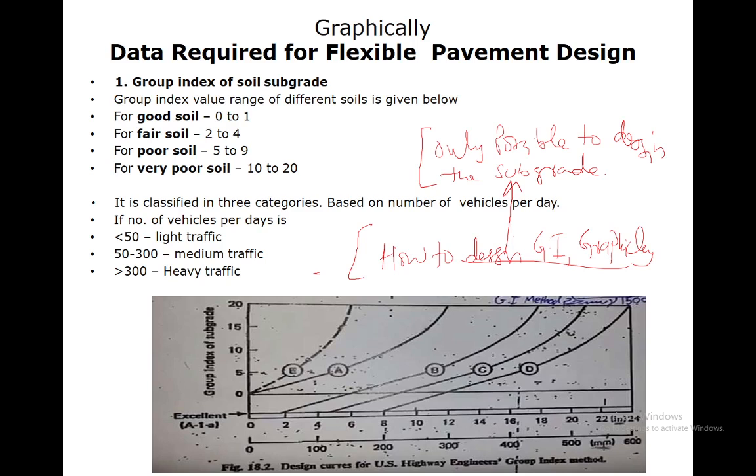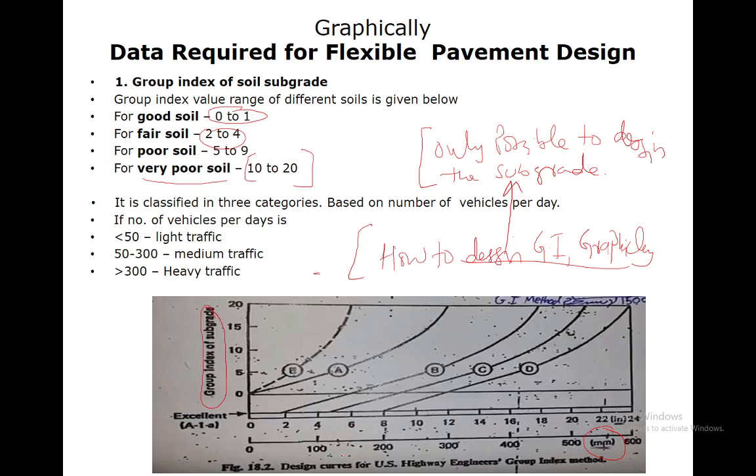As you can see here, according to the GI value range of different sides, for the good side it should be between 0 to 1, while for the fair side it should be between 2 to 4, for the poor, and so on. As you can see here, along the x-axis at the bottom, the value is basically given in inches.